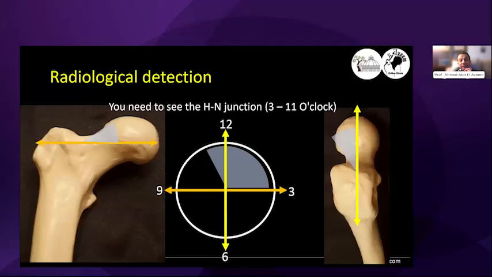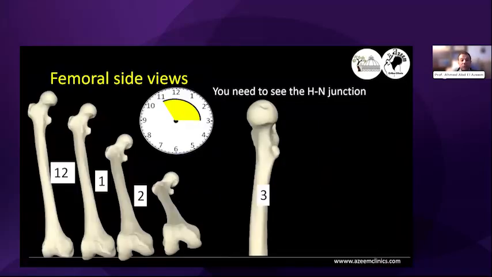For radiographic examination or detection, you have to see the cam. The cam is a bump which is usually located at the anterior and the superior part of the head and neck junction, so actually between 3 and 11 o'clock. So that's the way that we have to look at X-rays to identify the anterior part of the cam as well as the superior part of the cam.